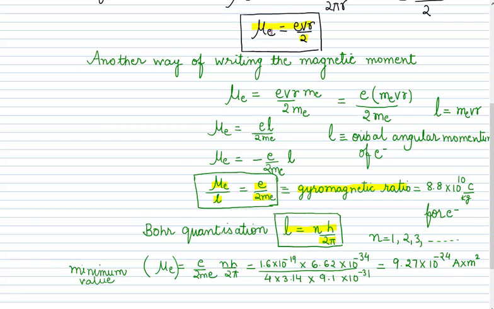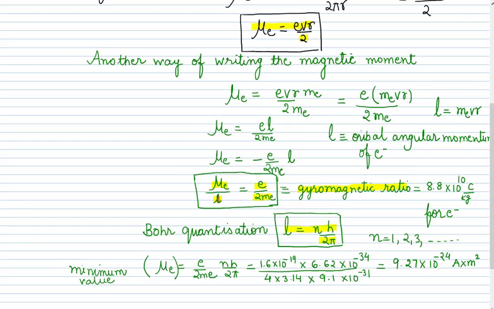So today we have learned a very interesting thing in this derivation: the magnetic moment of electron mu e is EVR upon 2. And if you multiply and divide it by the mass of the electron, then you can put L as the orbital angular momentum, and the ratio of magnetic moment and the orbital angular momentum is E upon 2m. That is the gyromagnetic ratio. It is a very important quantity, and now we know its value.